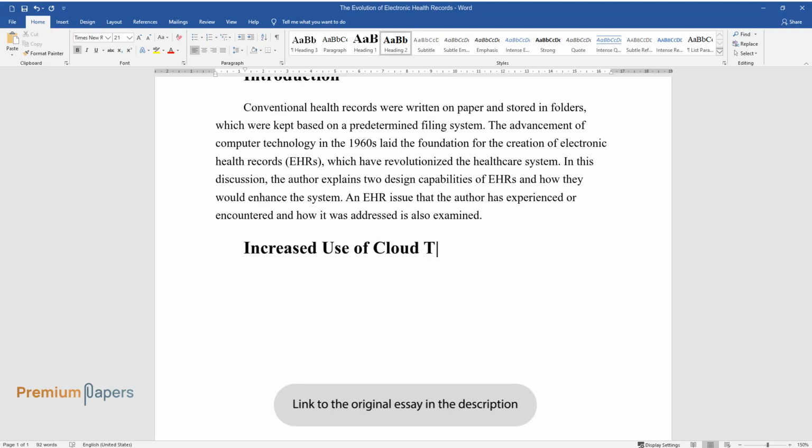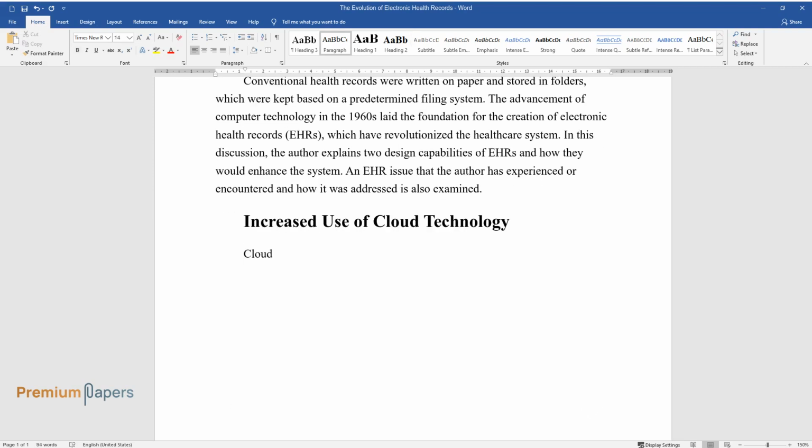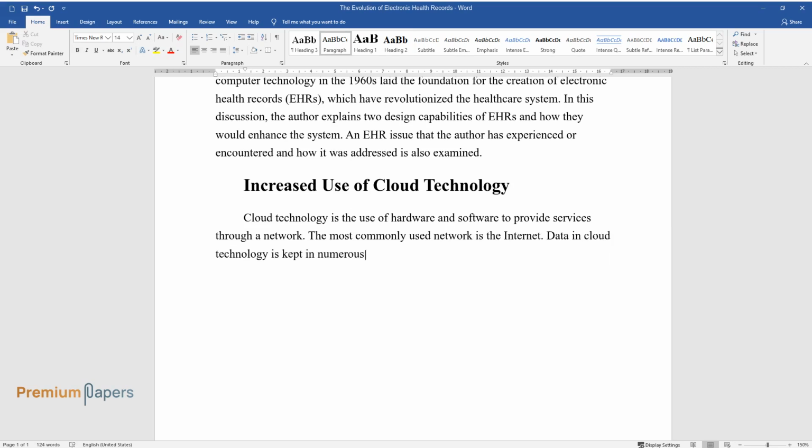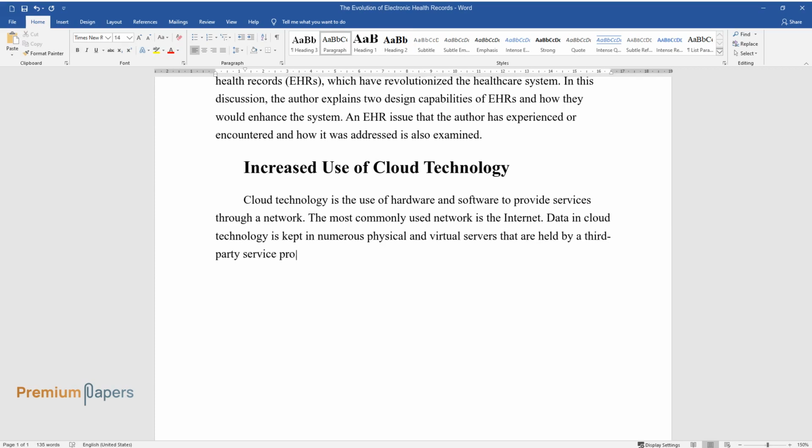Increased use of cloud technology. Cloud technology is the use of hardware and software to provide services through a network. The most commonly used network is the Internet. Data in cloud technology is kept in numerous physical and virtual servers that are held by a third-party service provider.